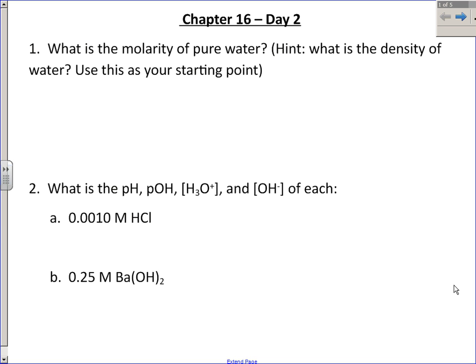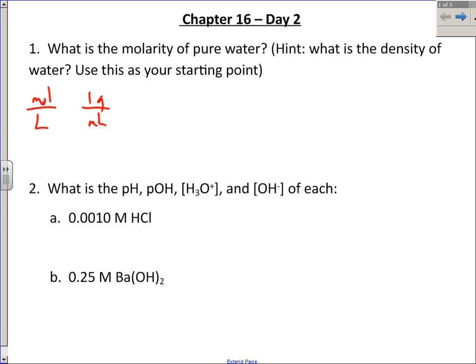Well, remember, molarity is a mole per liter amount. So if we had something like, let's say, the density of water, which you know is 1 gram per milliliter, then you can convert grams to moles and you can convert milliliters to liters and you can find out what the density of water is. So that's really all you're doing in this particular problem.